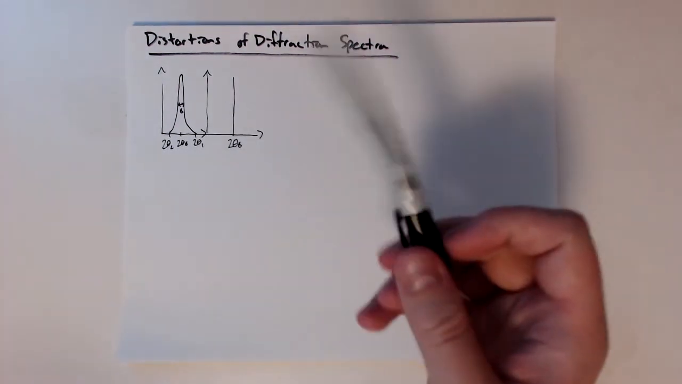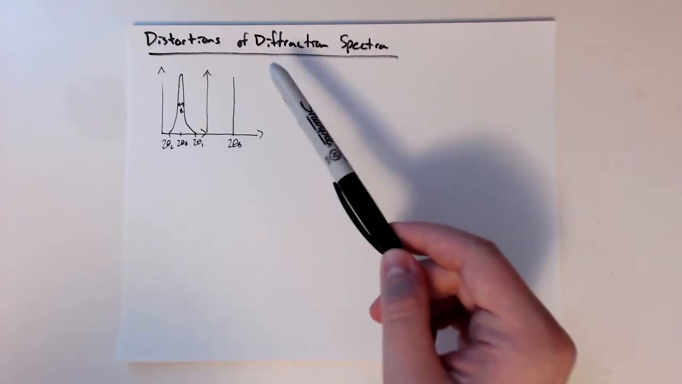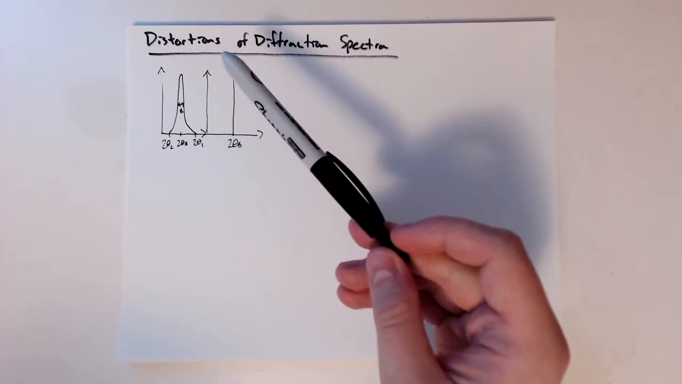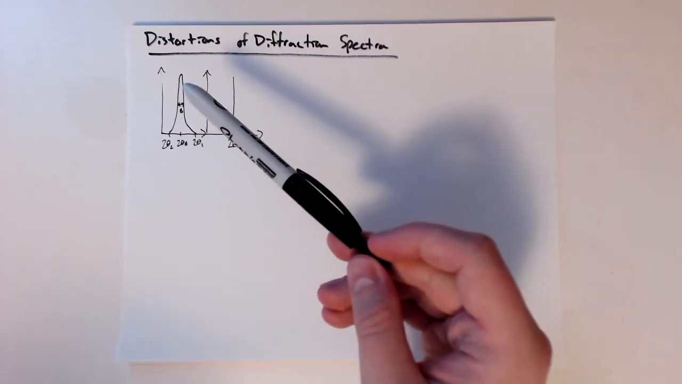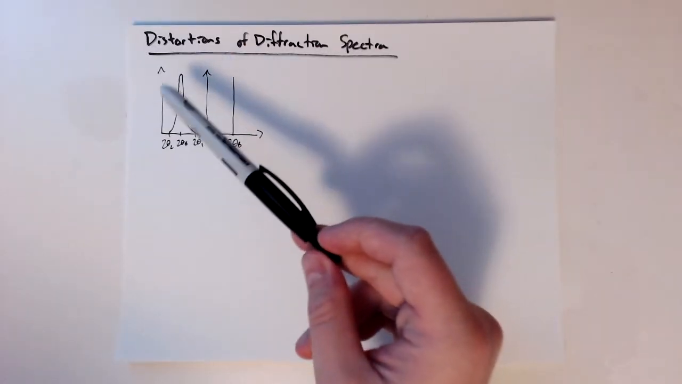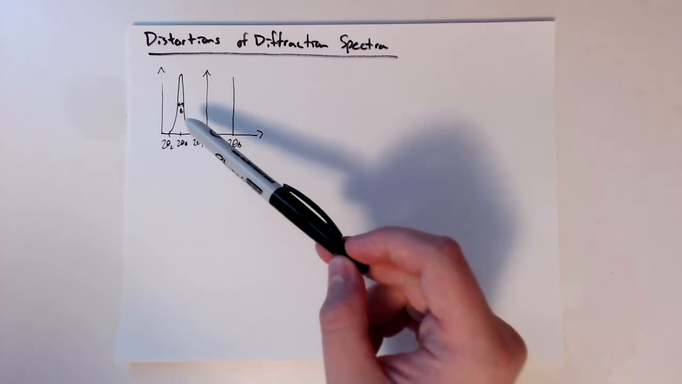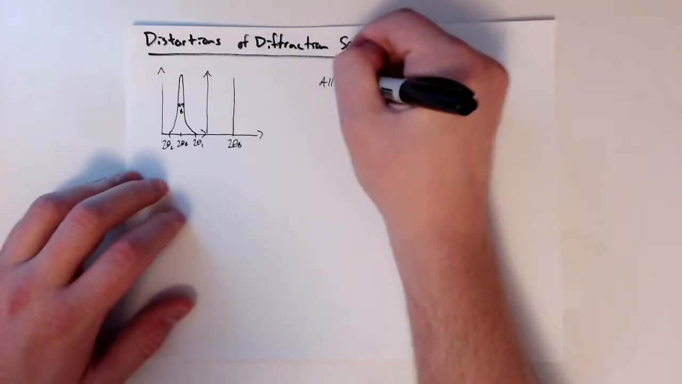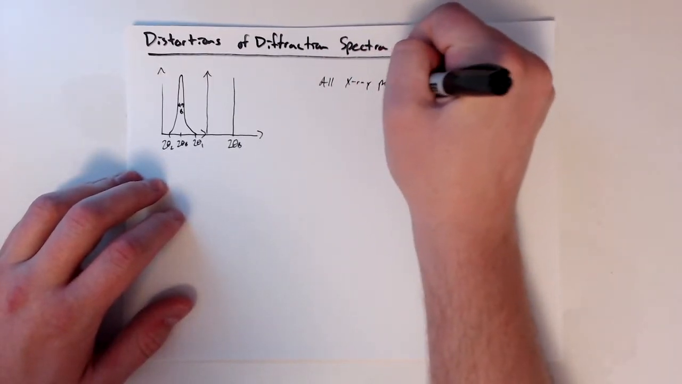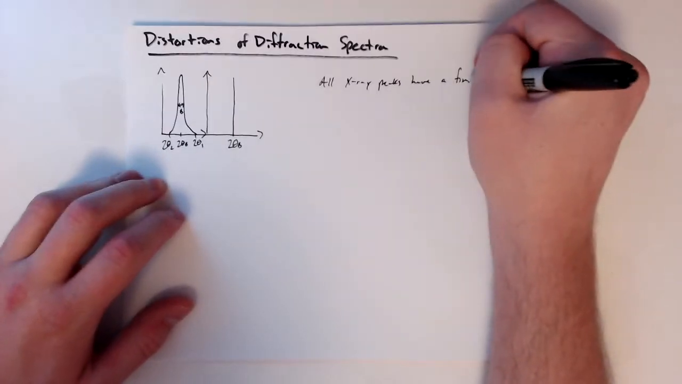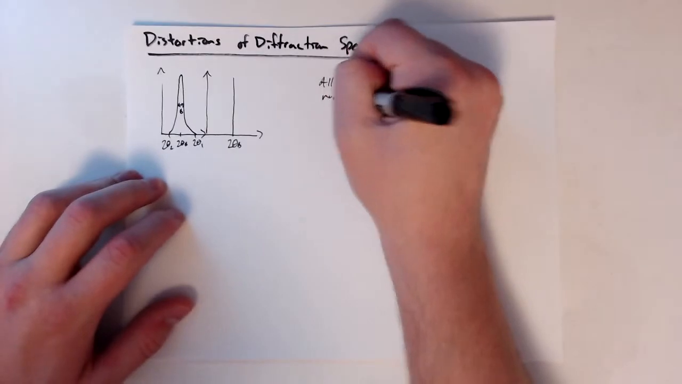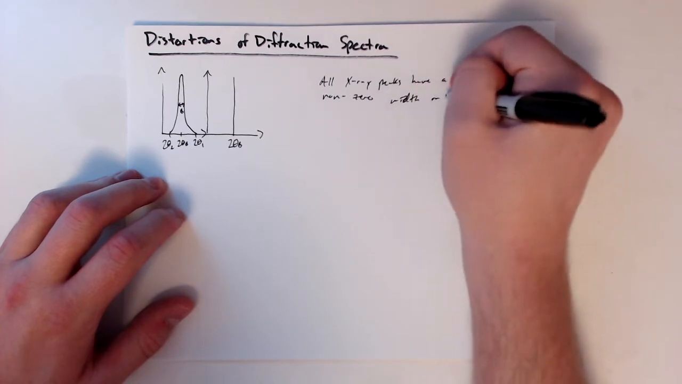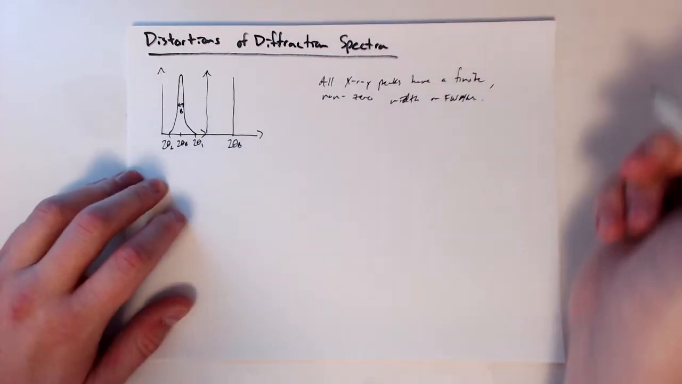All right. Now what I want to do is look at some common distortions that we see in a typical diffraction spectrum. If we look at X-ray diffraction peaks, and you recognize this from the previous module, we notice that all X-ray peaks have a finite, non-zero width, or full width half max. So that's the case in all cases.